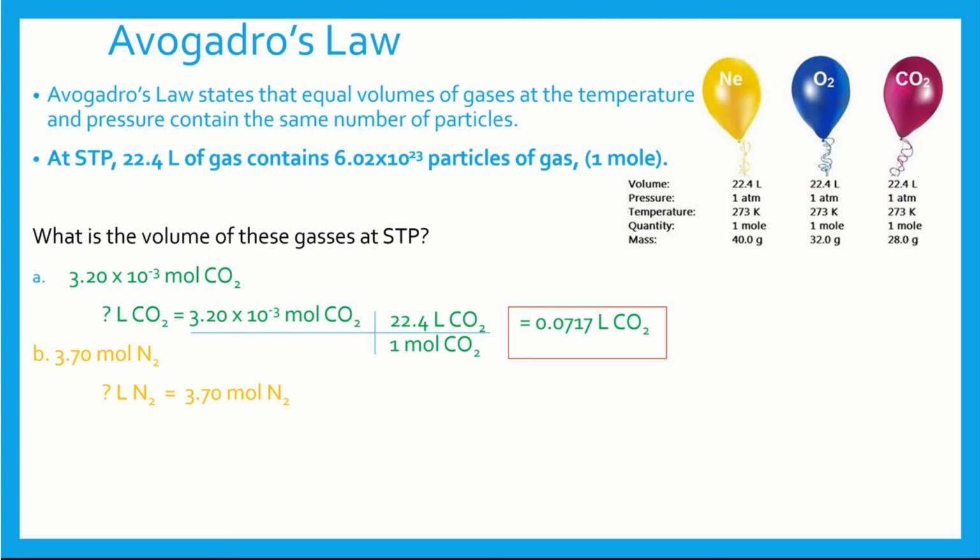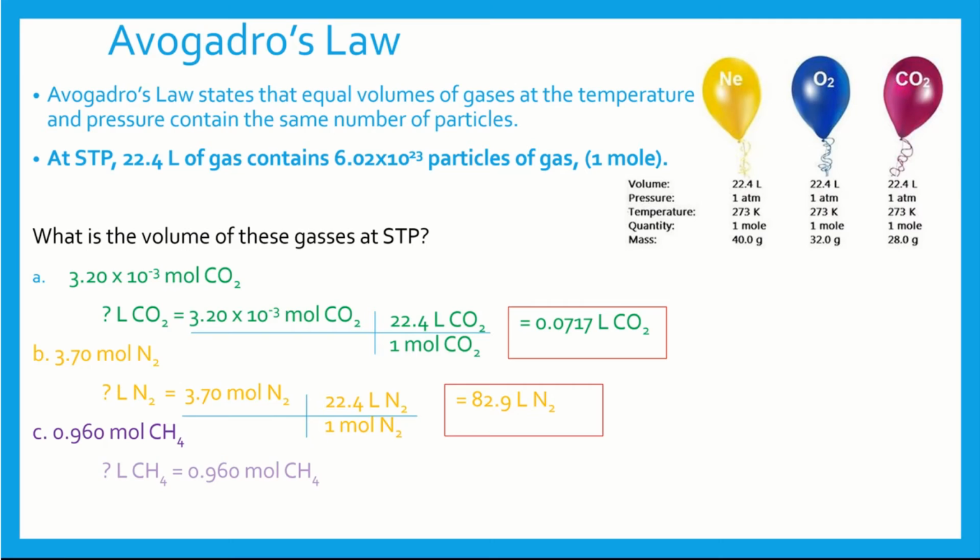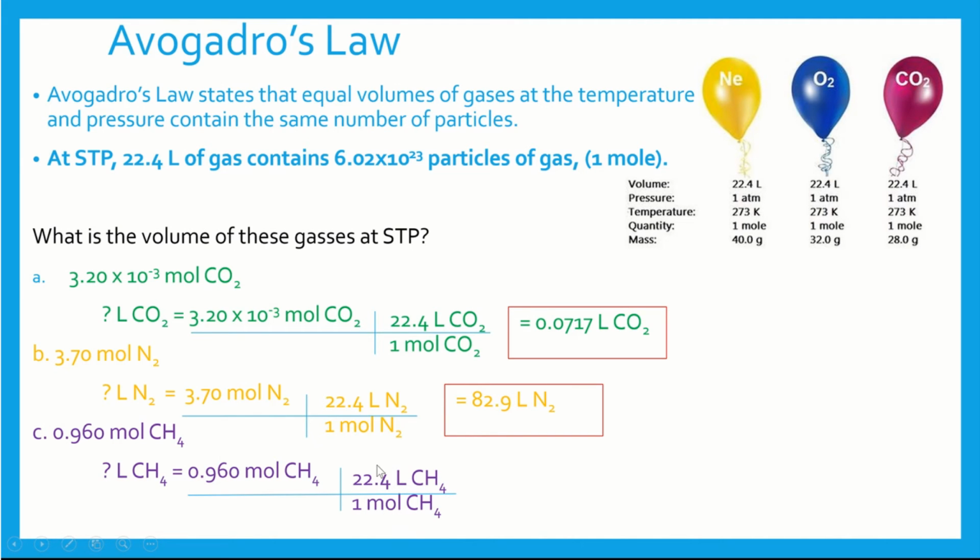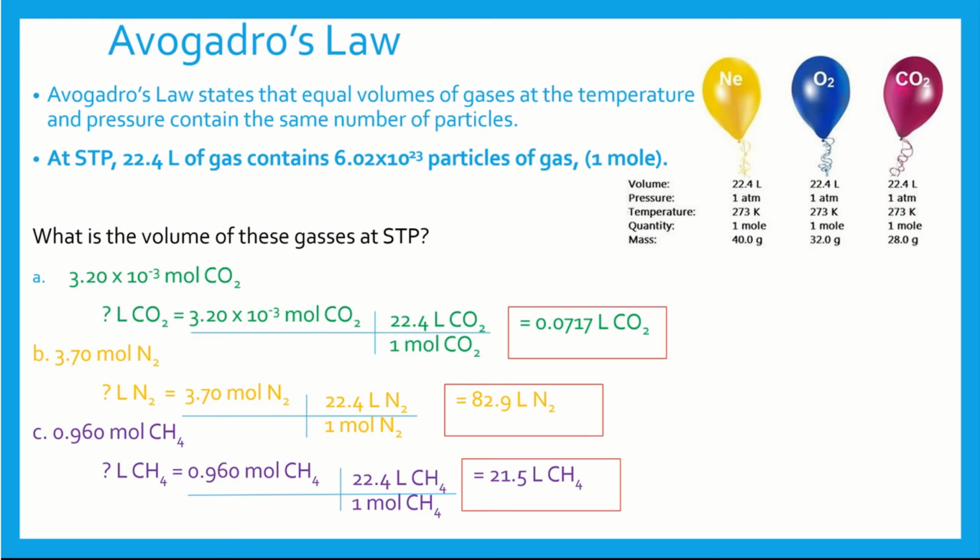Do the same thing for nitrogen. If we have 3.7 moles of nitrogen, 1 mole of nitrogen will occupy a volume of 22.4 liters at STP, which gives you a final volume of 82.9 liters of nitrogen. And finally, 0.96 moles of methane, CH4. The same is true. It's a gas, so at STP, 1 mole of that gas will occupy 22.4 liters. We'd expect 0.96 moles of methane to occupy 21.5 liters.